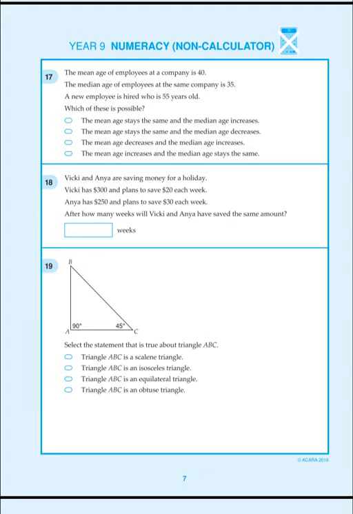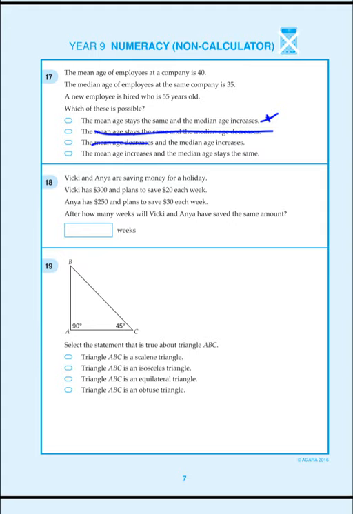The mean age staying the same is unlikely with the median age increasing. I'm going to give that one a cross. The mean age staying the same and the median age decreasing, that's absolutely impossible. Let's cross that one out completely. The mean age decreases. Your mean age is not going to decrease if you've just added a number that's bigger. And the last one is the mean age increases. So the average goes up, which the average has to go up, and the median age stays the same.